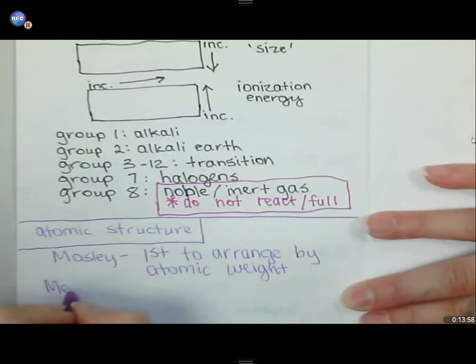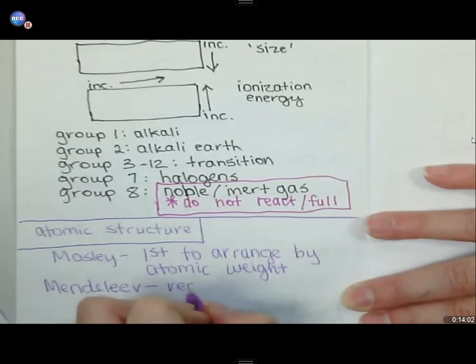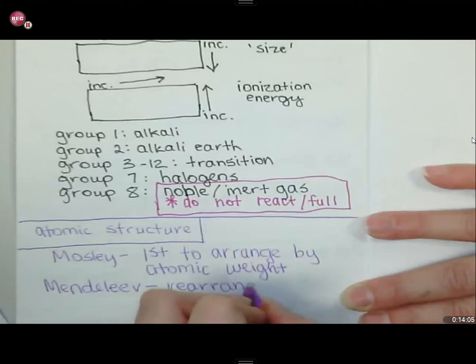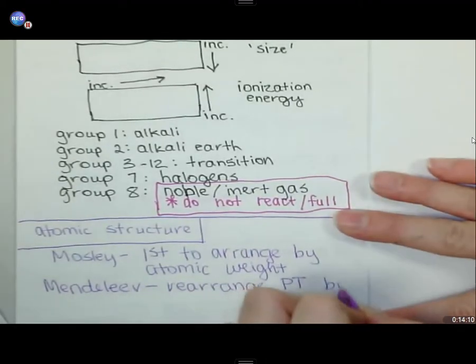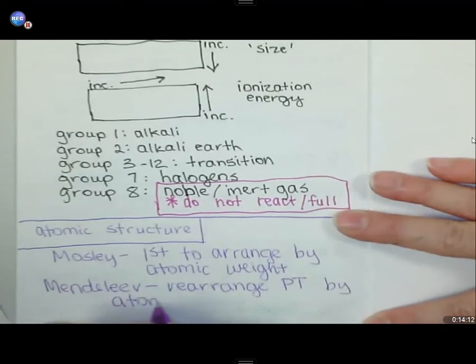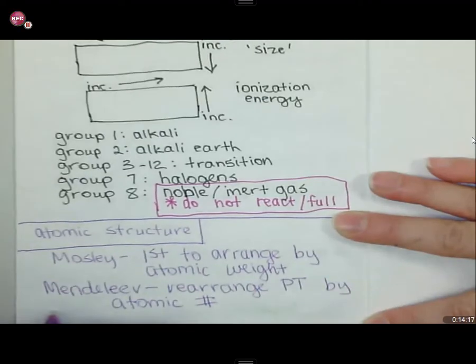Then we had Mendeleev. He rearranged the periodic table, PT for periodic table, by atomic number. Then you had Thomson. He did the experiment with the cathode ray tube, and he discovered the electron.